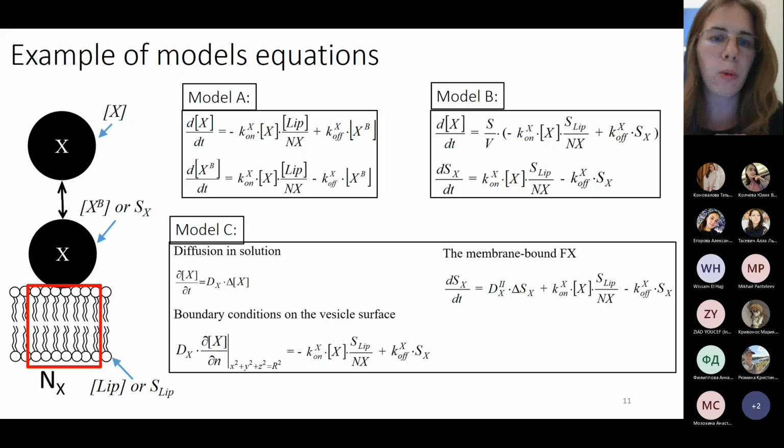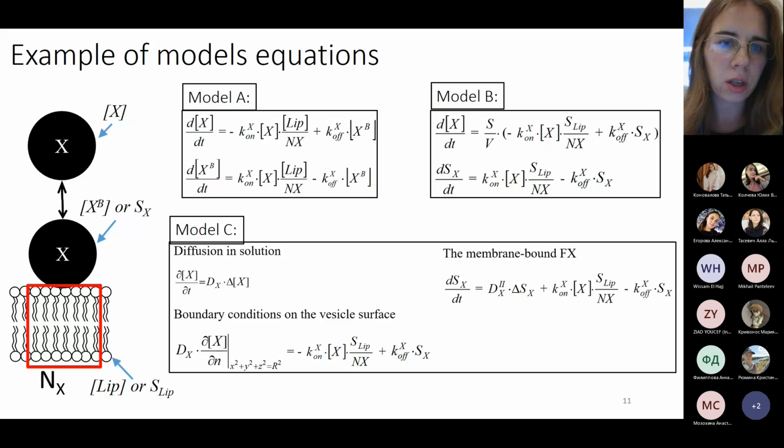It is only a small part. It is only for binding, only one reaction, and it is written according to the law of mass action. For example, for appearance of factor 10 bound to the membrane, it is the association constant multiplied by the concentration of the first reactant, factor 10 in solution, and the concentration of the second reactant, the binding sites, where lipids is the concentration of phospholipids, individual molecules, and Nx is the number of molecules per one binding site. And we have dissociation, with the dissociation kinetic constant and the concentration of bound protein.